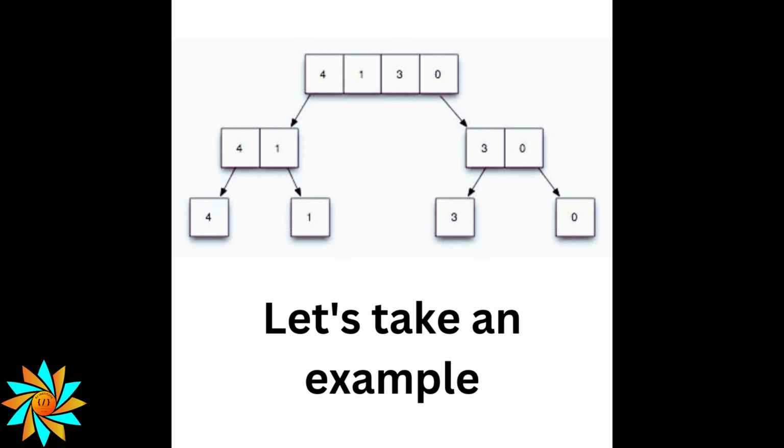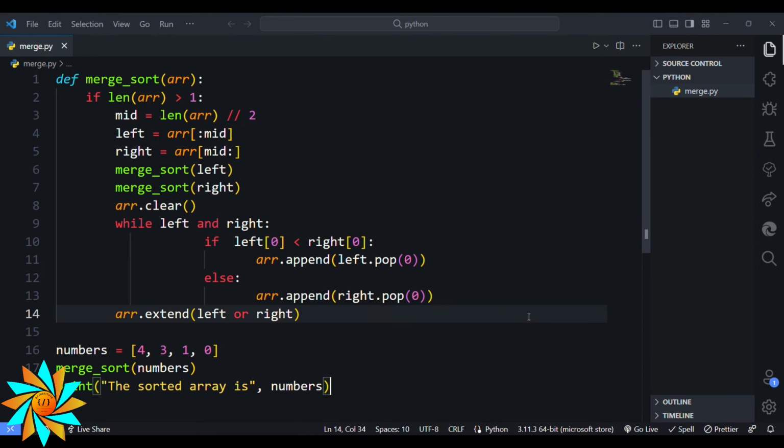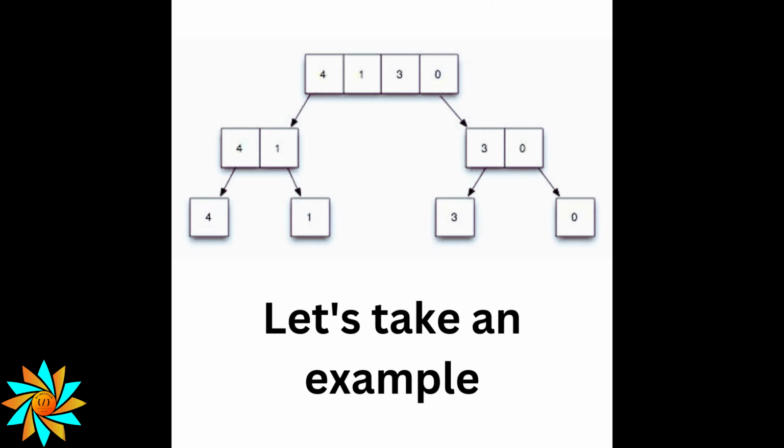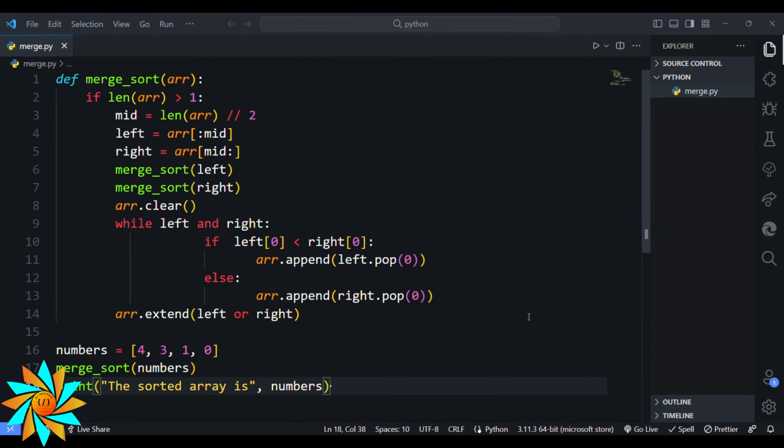Once the subarrays have been sorted, the merge sort function clears the original array and creates a while loop that continues while both left and right have elements. The loop compares the first elements of left and right, appends the smaller element to array, and removes it from its respective subarray. Finally, any remaining elements in left or right are appended to array.